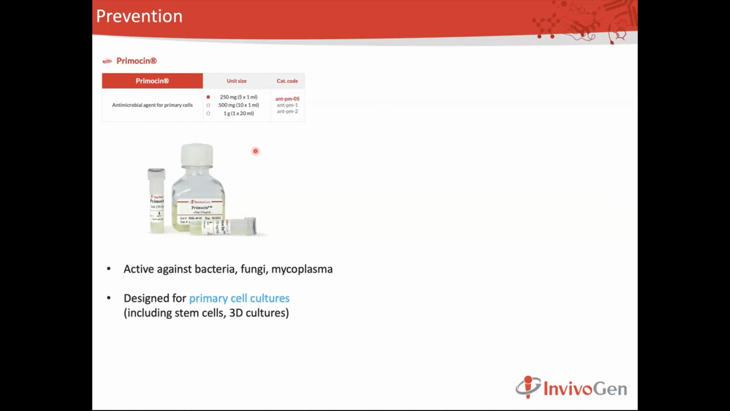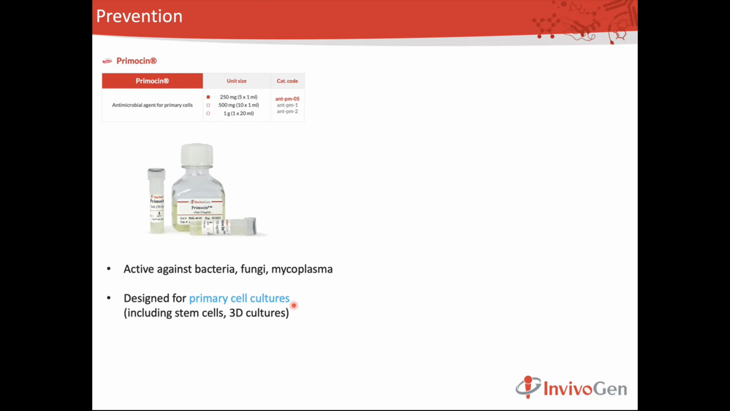Now let's take a look at Plasmozine. So we have two one-for-all reagents. So what are the differences? Normosine is for common cell culture. While we noticed that some researchers working with special cultures may need special attention. So that's why we developed another product called Plasmozine. So again, it's active against bacteria, fungi, and mycoplasma. But the one thing that makes it stand out is that it is designed for primary cell cultures.